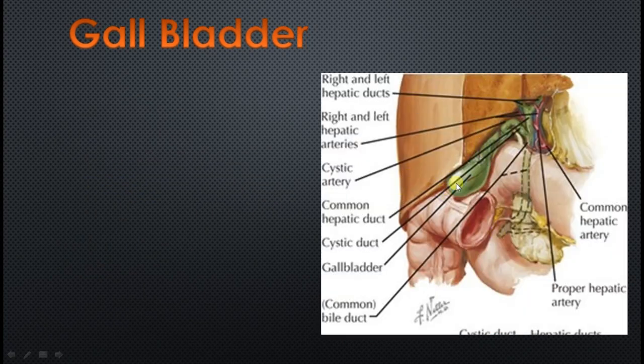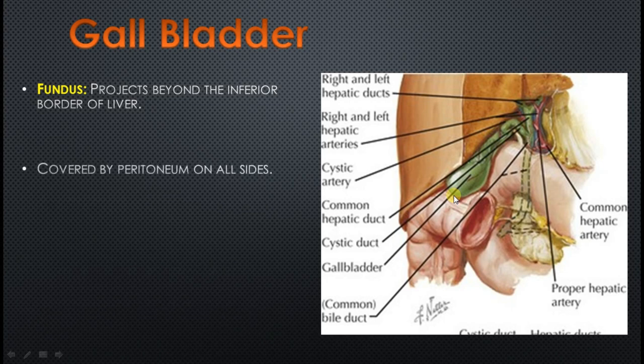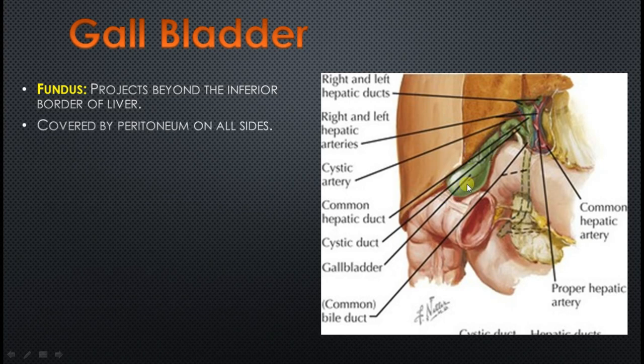So here you are able to see the fundus. Fundus is that part of the gallbladder that projects beyond the inferior margin of the liver. Beyond the inferior margin, you can see this area. The most dilated part is called the fundus of the gallbladder. It is covered by peritoneum above and below. So that part of the gallbladder is covered by peritoneum on both the surfaces, on all the sides.